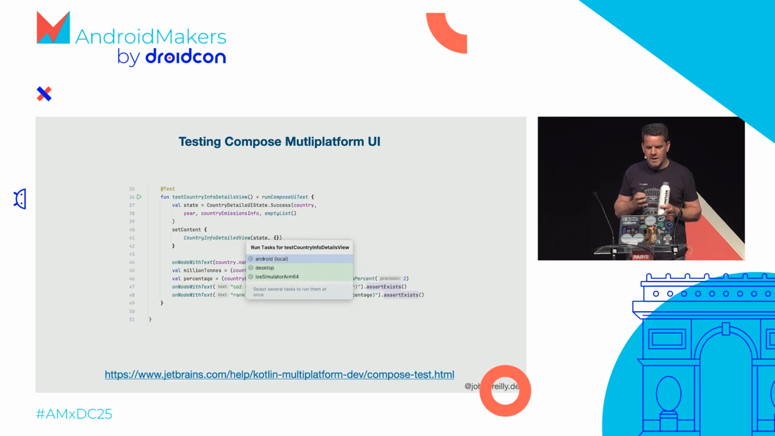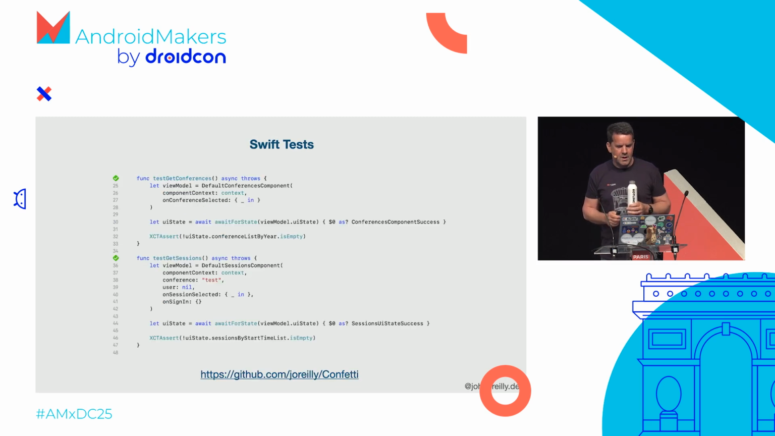A very nice capability that we also now have is the ability to run CMP UI unit tests from common test, also with option to run on different platforms. Another option then, depending on our requirements, is to run Swift tests that in turn invoke shared KMP code, as we're doing here in the Confetti project.